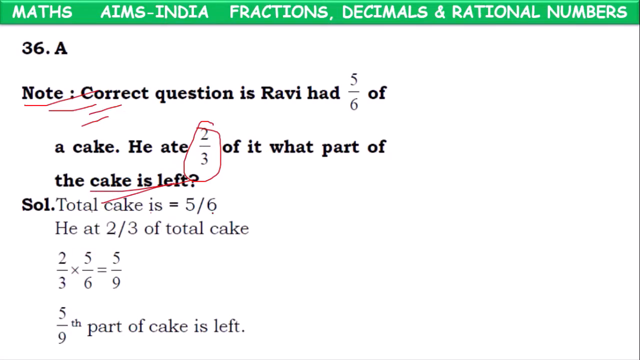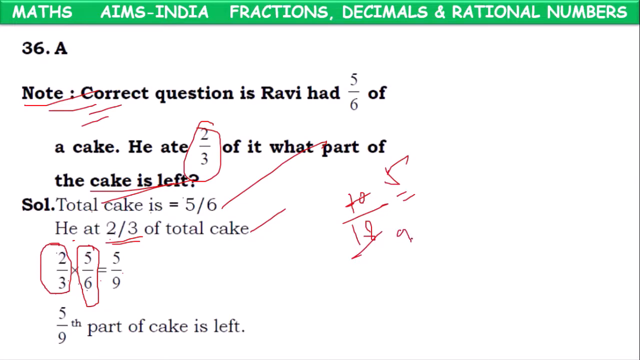So the total cake is 5 by 6. He ate 2 by 3 of the total cake. Means 2 by 3 of what is the total cake? 5 by 6. 2 by 3 of 5 by 6 is eaten by him. 2 fives are 10, 3 sixes are 18. After cancellation, 2 fives are 10, 2 nines are 18. So 5 by 9th part of the cake was eaten by Ravi.